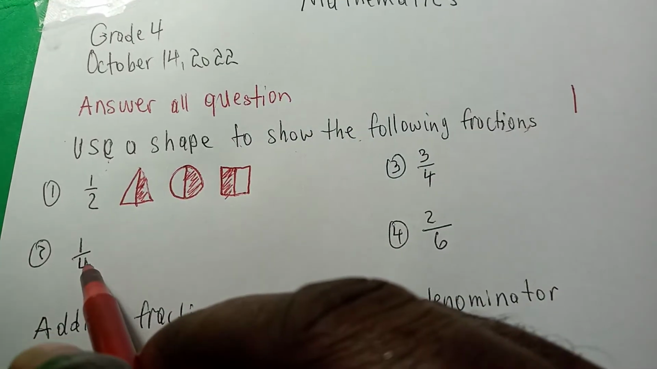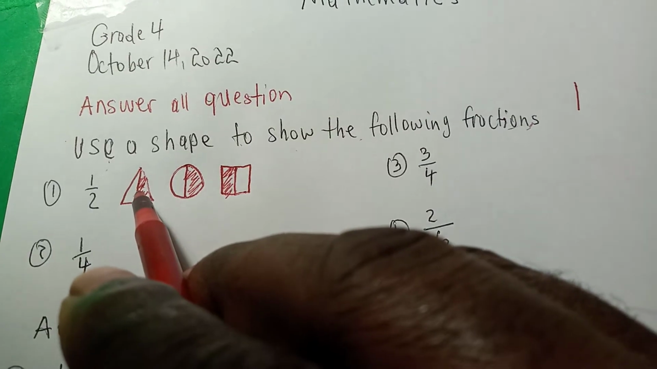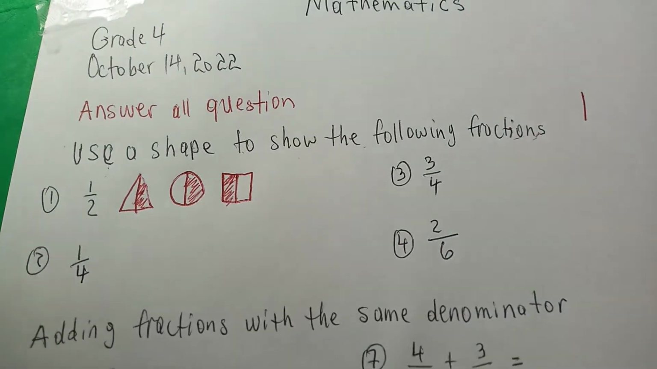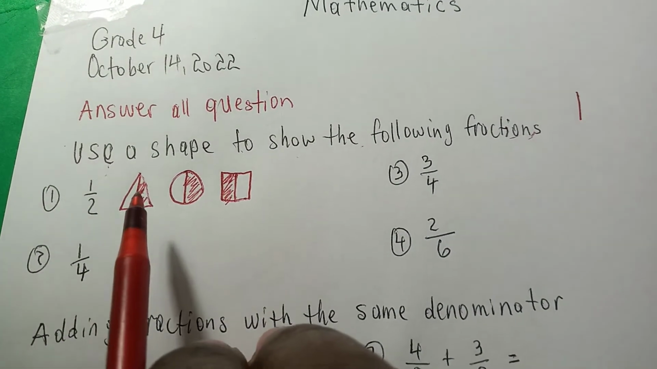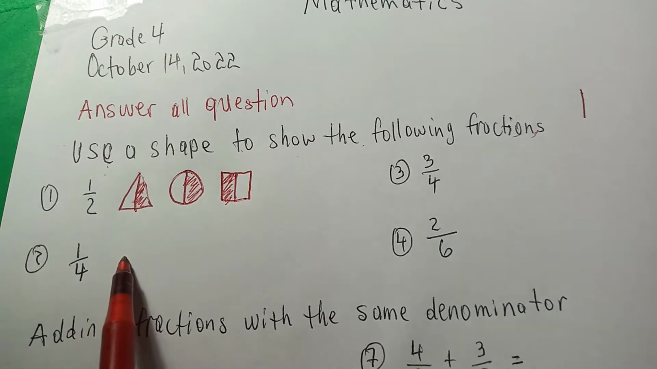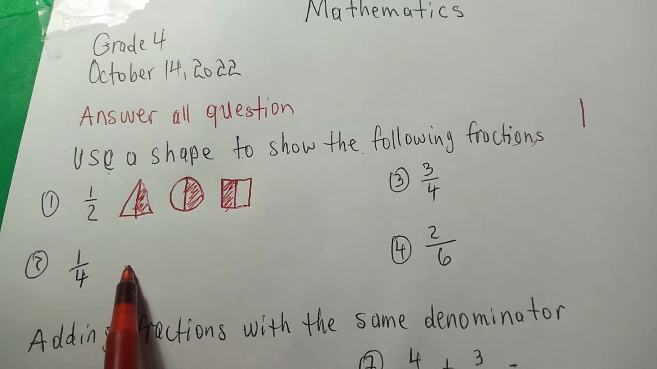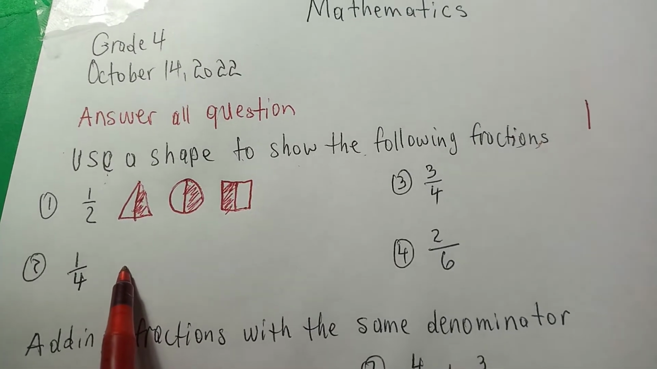But when you get down to showing a quarter, please do not use a triangle. Alright? Do not use a triangle. Use a triangle if you're trying to find a half. But do not use it when you're trying to find a quarter or 3/4. You're going to run yourself into problems.